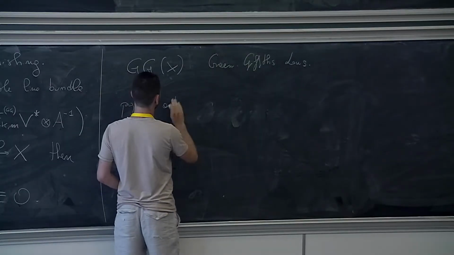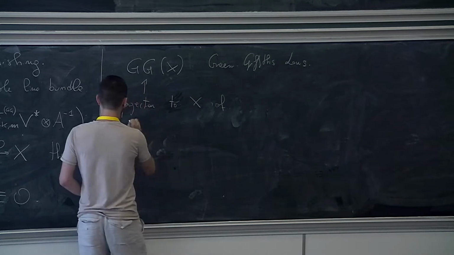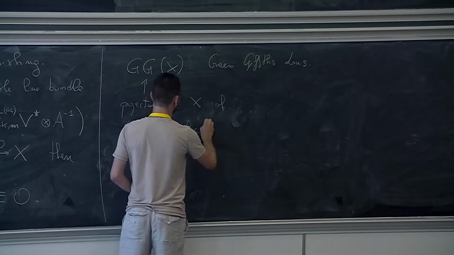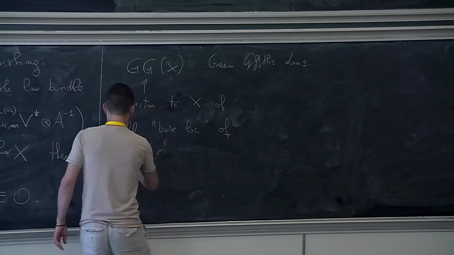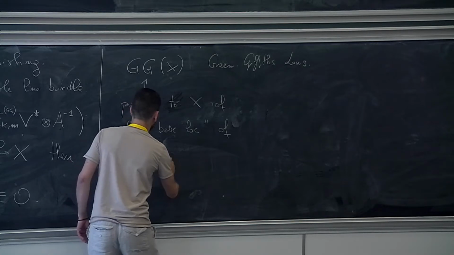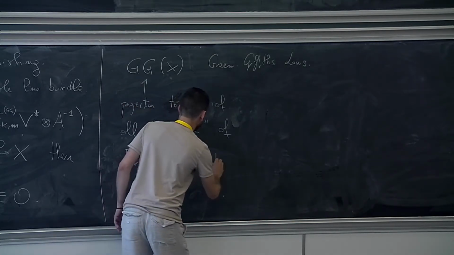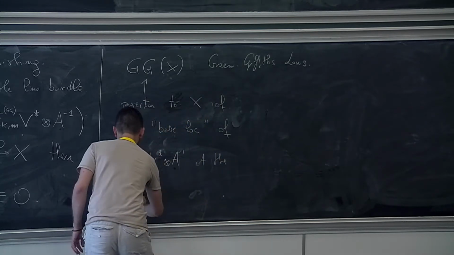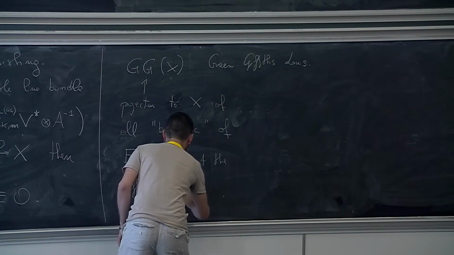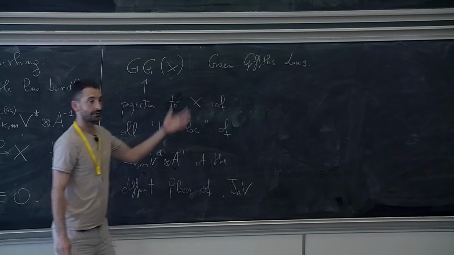X, projecting to X of all base loci of A_{k,m}^* tensor A^{-1} at the different floors of Jk of B. Okay?